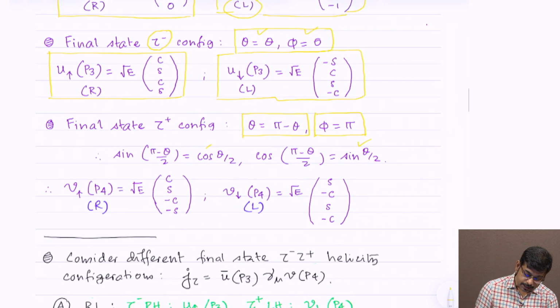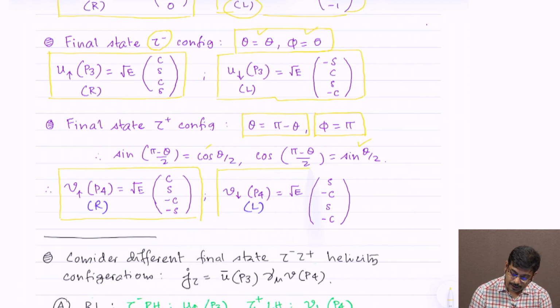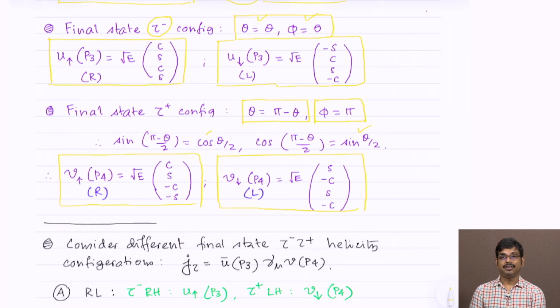Okay. So, with this the antiparticle spinors V up or V r is going to be square root of E C s minus C s, and V down or V left handed is going to be square root of E s minus C s minus C, right. So, this is basically all the possible helicities that we actually account for all these initial and final state particles that are there in this particular reaction.